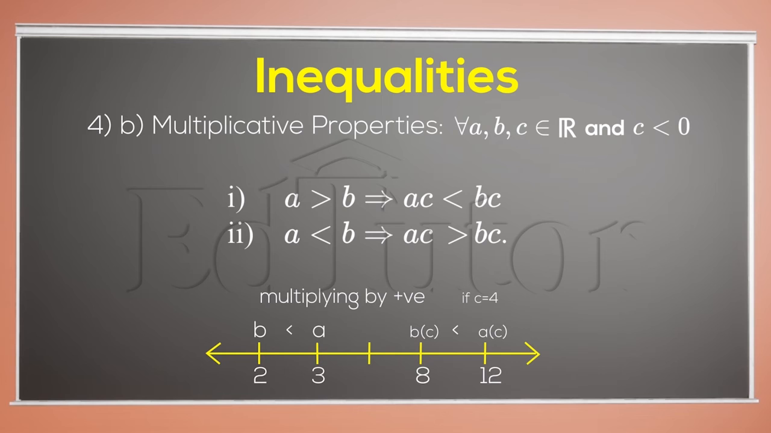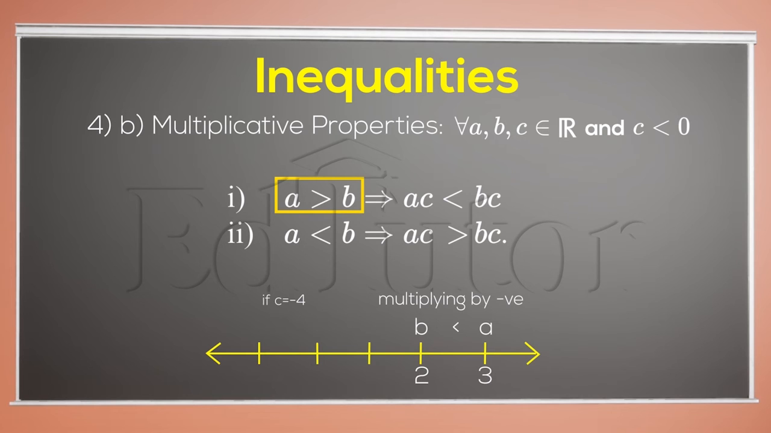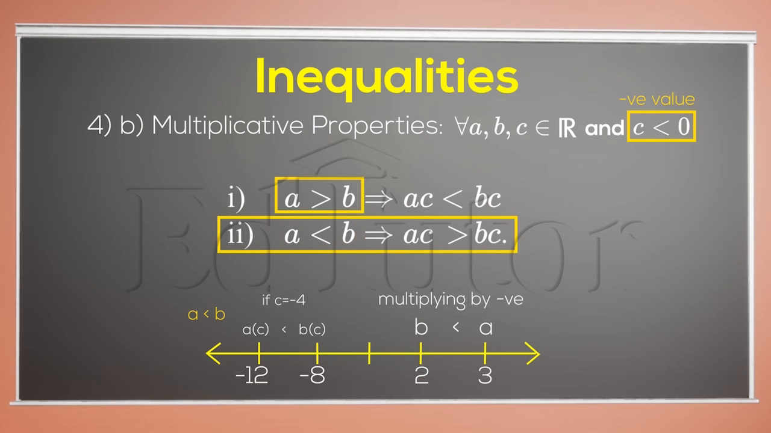Now, let's change the value of C to a negative number. We will make it -4 and set B to be smaller than A. What happens on the number line? The inequality has flipped. B becomes greater than A. So, if A is larger than B when C is negative, multiplying with C flips the inequality sign. And if A is less than B initially, the symbol flips the other way.